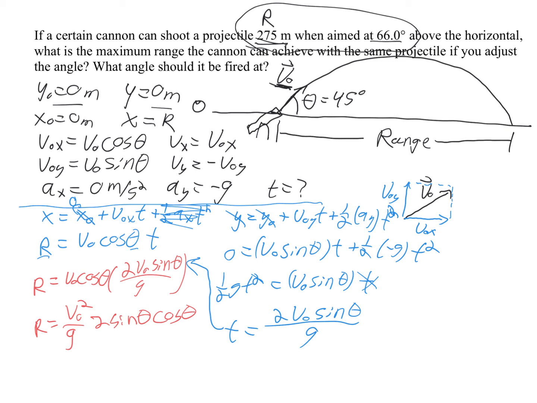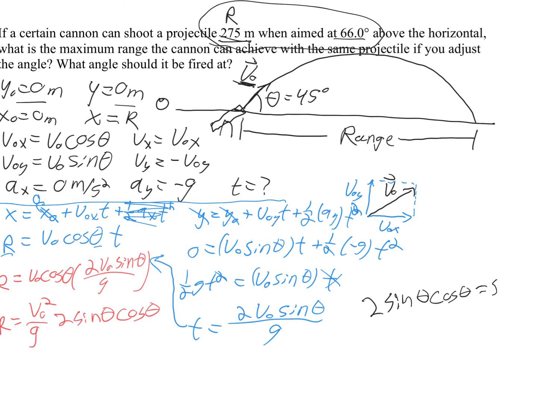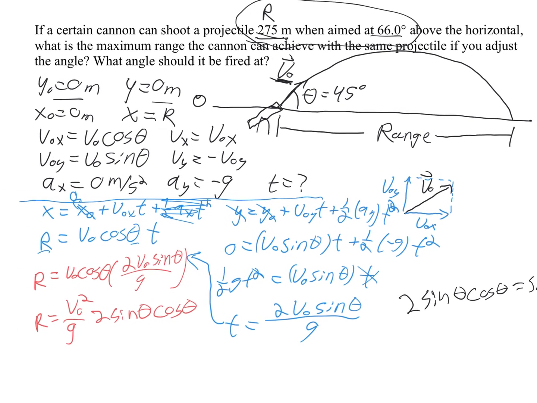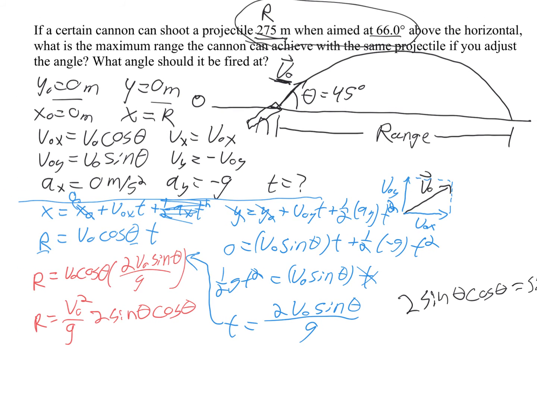Now, believe it or not, there's this weird trig identity that you may or may not remember from some time in your past. It says 2 times the sine of a given angle multiplied by the cosine of that same angle is always and exactly equal to the sine of 2 times that angle. So in this case, if you had 2 times the sine of 66 multiplied by the cosine of 66, that would be exactly equal to the sine of 132, 66 times 2.